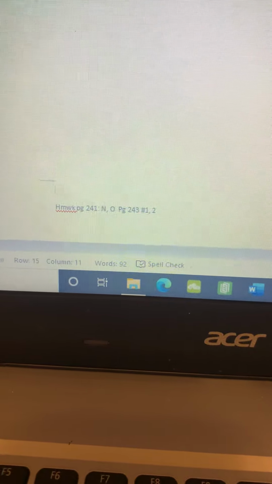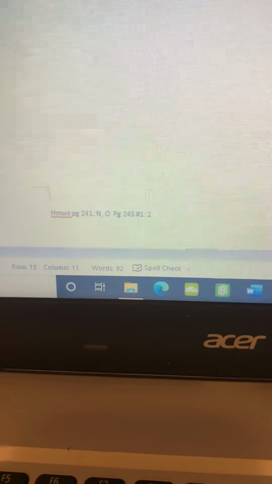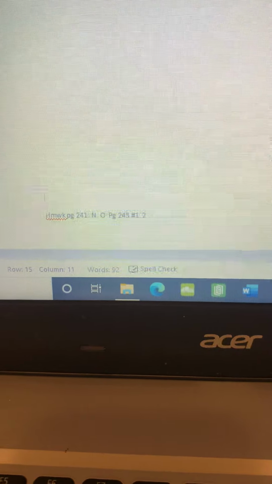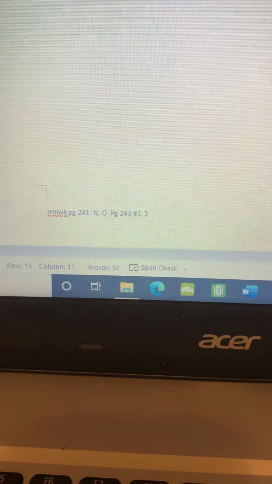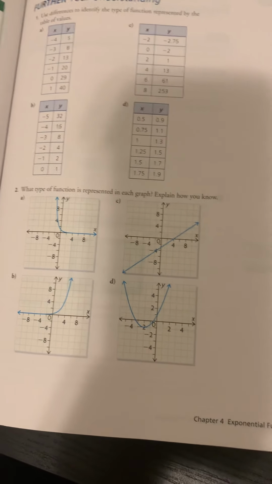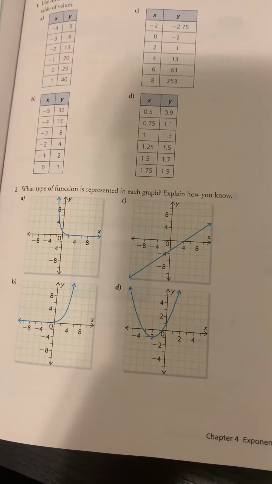And then page 243, you're doing number 1, which is using first differences, second differences, or ratios to determine what type of function it is. If the first difference is the same, it's linear. If the second difference is the same, it is quadratic. If the first ratios are the same, then it is an exponential function. And then number 2 just asks you what type of graph it is. So it's just these questions here. There end up being 8 of them. It's quite easy and quite fast, so you shouldn't have any issues with the homework.